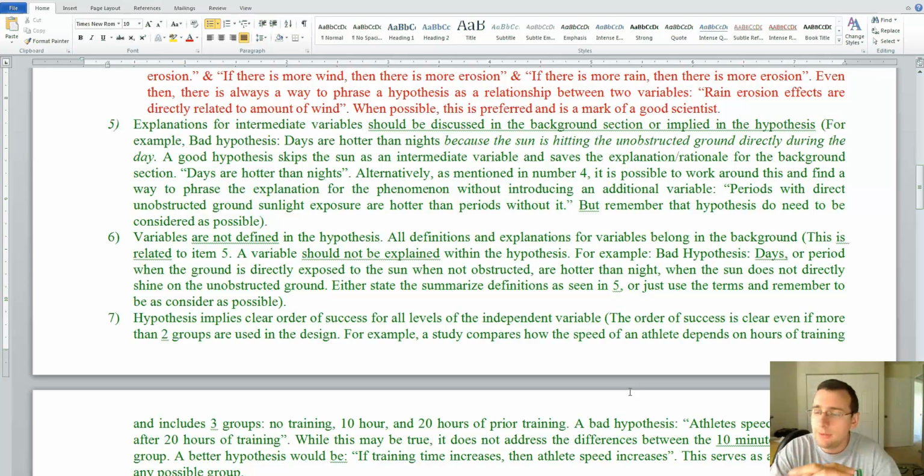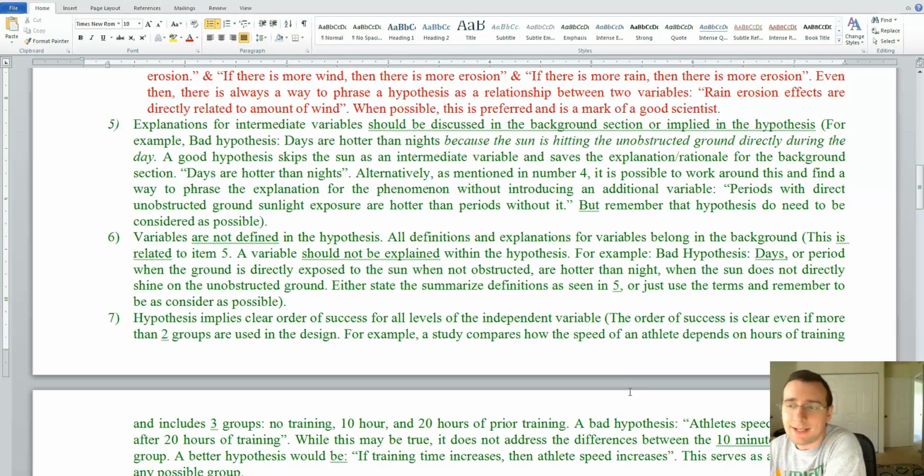But remember, though, that you should not introduce medium variables. The example that I'm doing here, for example, let's say you want to see the difference between temperature of the day and night. So your hypothesis is like, for example, days are hotter than nights because the sun is hitting the unobstructed ground directly during the day. That's a bad hypothesis because all you need to say is days are hotter than nights. You explain the rationale for that in your background. Or you do a more specific experiment that talks about the specifics of what you want to talk about. Like, for example, periods with direct unobstructed ground sunlight exposure are hotter than periods without it.